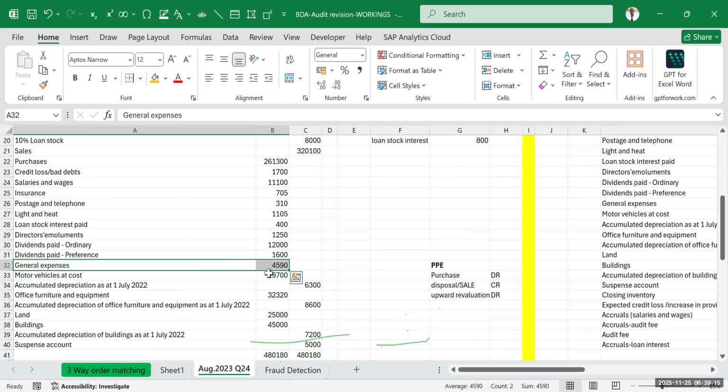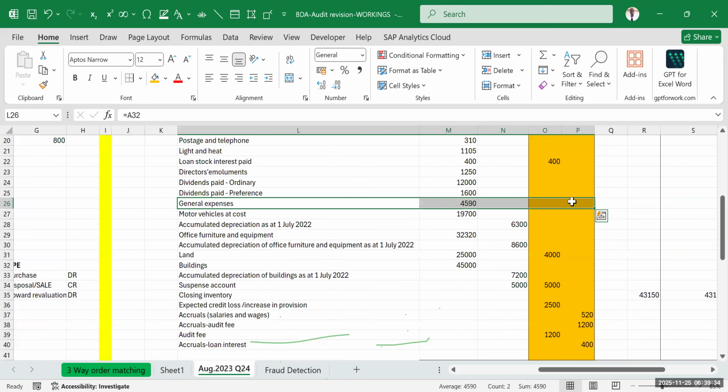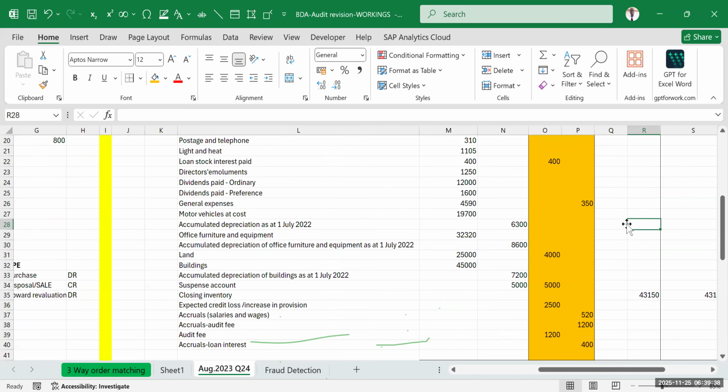So how do we adjust this account? How do we adjust general expenses? Let's start from there. Adjustment for general expenses. It is always a debit balance because it's an expense. So I want us to start by crediting the general expenses. That is the first adjustment. So we are crediting it by 350. That is a credit entry.